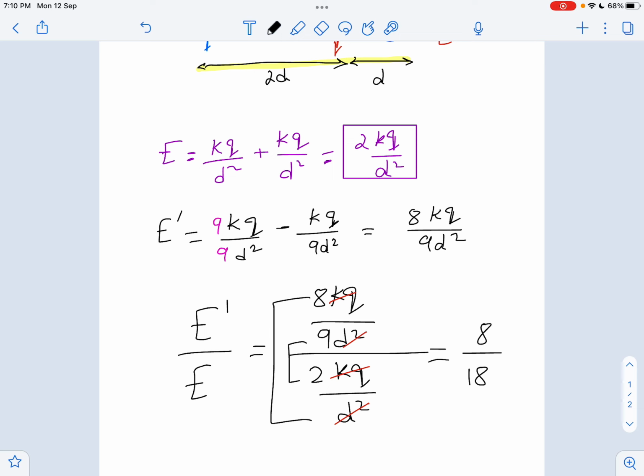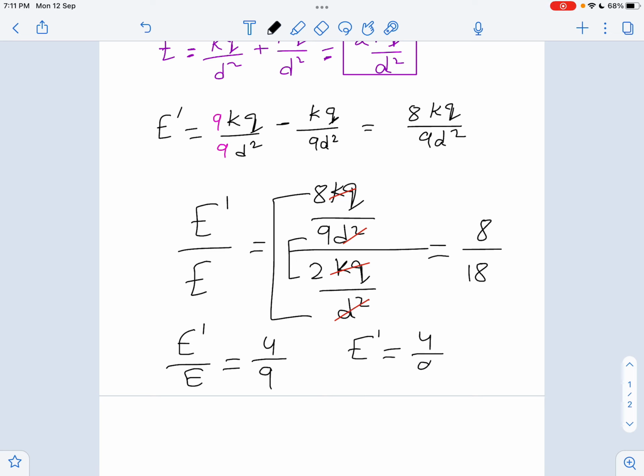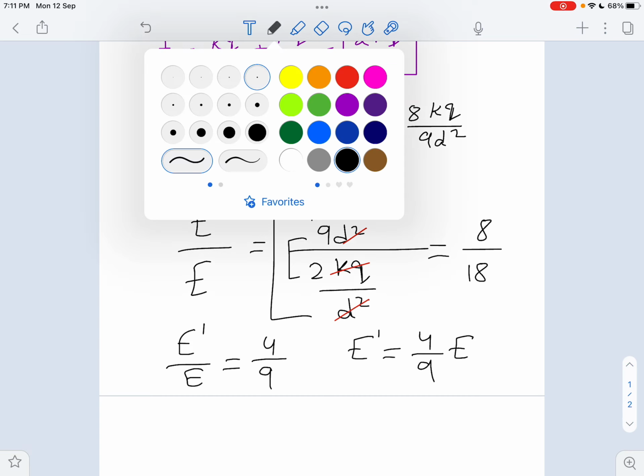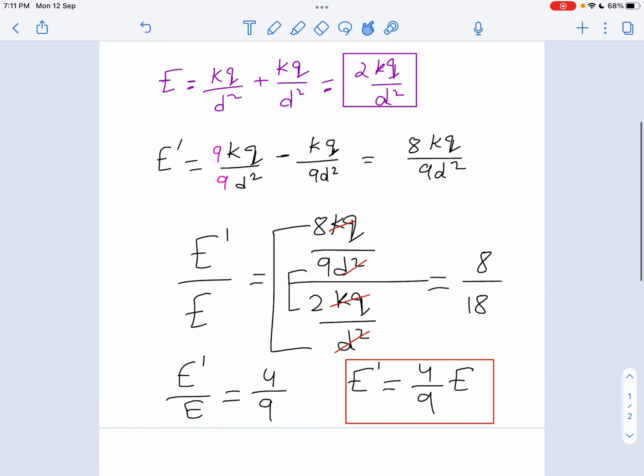So 8 over 18, we can simplify it. So E prime over E is going to be 4 over 9. So what will be E prime? Cross multiply. So it will be 4 over 9. You take E to the other side, it will be 4 over 9 E. So this is how we find E prime in terms of E using the ratio technique.